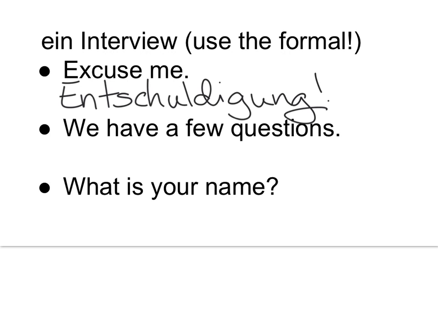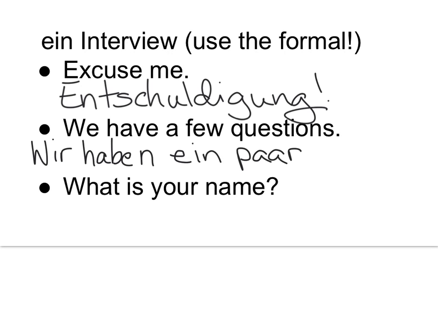Next one. We have a few questions. How do you say we? Wir. And then haben. That's how you say have for wir. Ein paar. How do you say questions? Fragen. Everybody try that. Wir haben ein paar Fragen. Good.